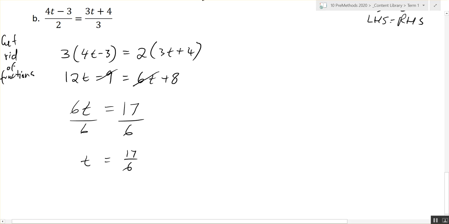Which step did you get stuck on? Minus 6t from both sides. And you add 9 to both sides.